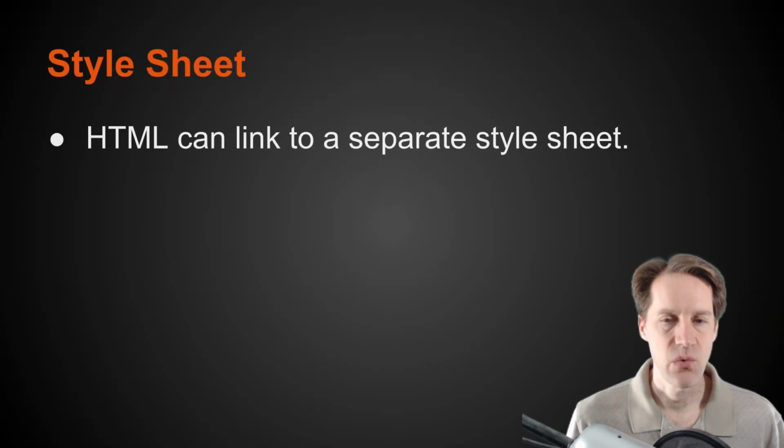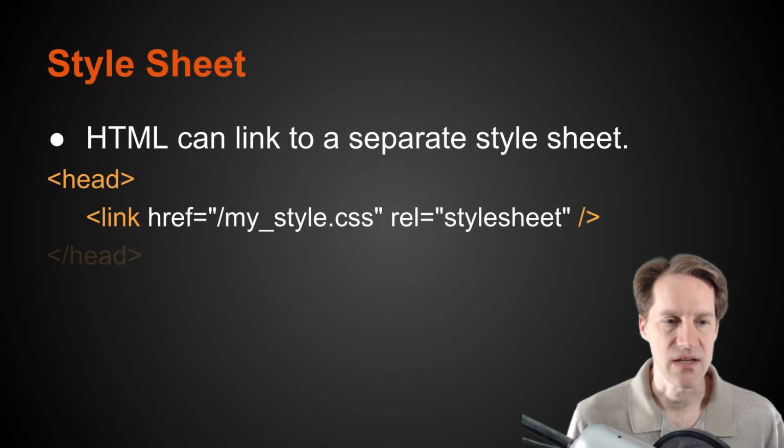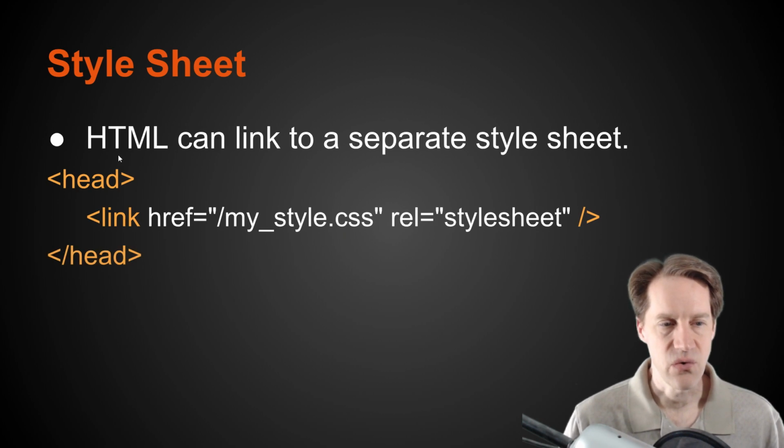So the most popular way that people use style sheets is actually linking to it. So usually within the head, you have a link tag that references a separate style sheet. It's a separate document, usually called .css, and uses a rel attribute equals stylesheet, that contains all the styles you're going to want to use.